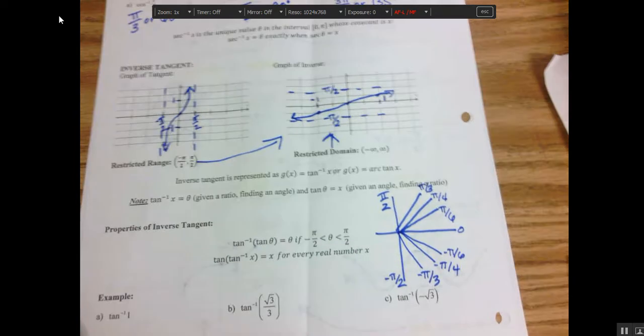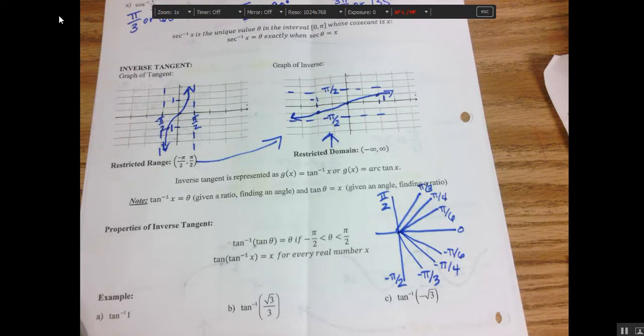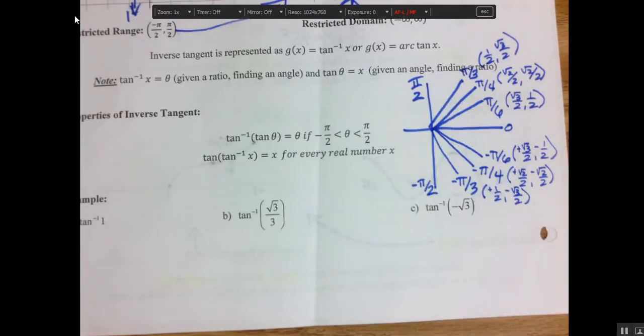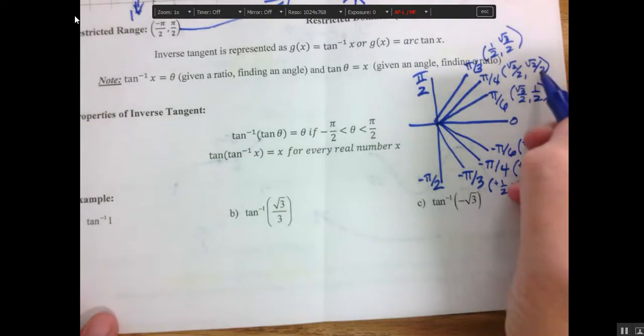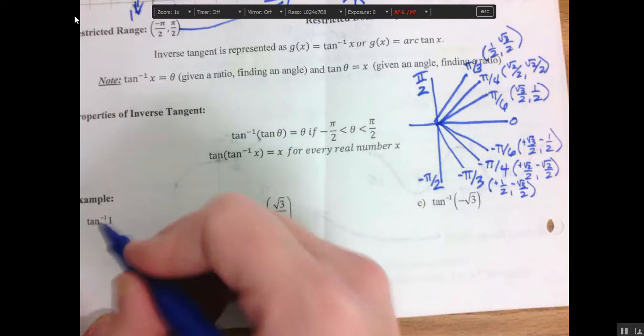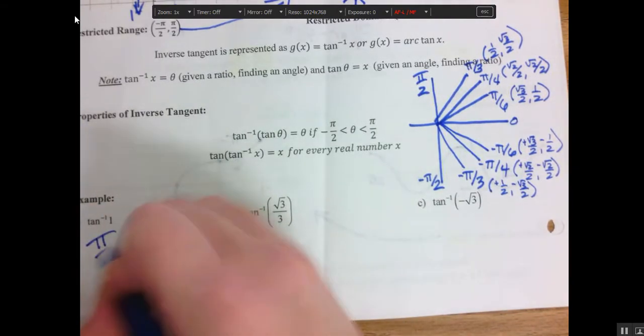Okay, tangents are trickier to figure out because it's not just the x, it's not just the y, it's the y over the x. You have to actually divide it and do some work. So there's a little bit of guess and check involved until you have these tangents memorized. So write down the coordinates for the points and then try the 3 problems. Annabelle, did you get the first one, inverse tangent 1? Okay, so pi over 4, if you do root 2 over 2 divided by root 2 over 2, that gives you 1. That's good.